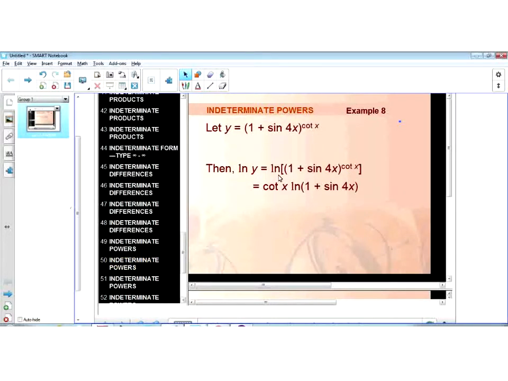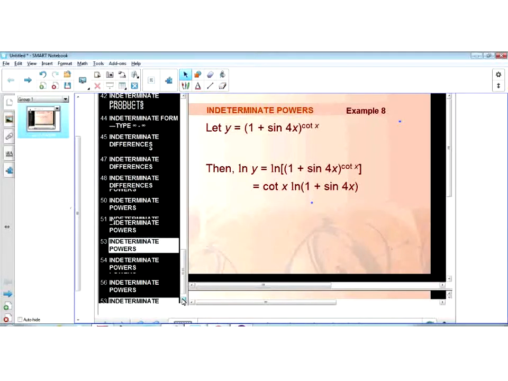In slide 53, let y equal the function, and then take the natural log of both sides. So the natural log of y is equal to the natural log of this, and the exponent, the cotangent function right here, becomes the coefficient. Now, what we'll do next is replace the cotangent function with its reciprocal. We'll divide by the reciprocal of the cotangent function, which of course is tangent x. So that puts it in a rational form compatible with L'Hopital's rule. That's probably the next slide, slide 54.